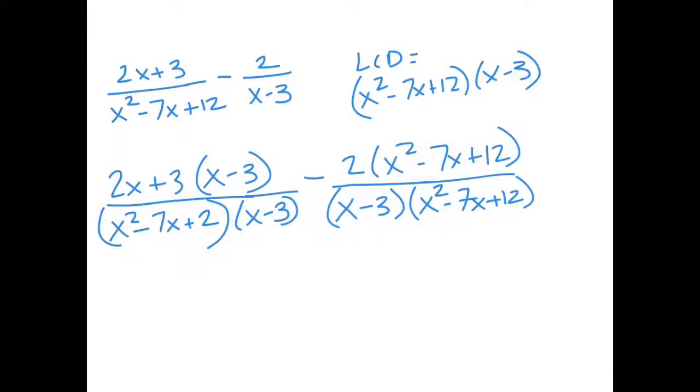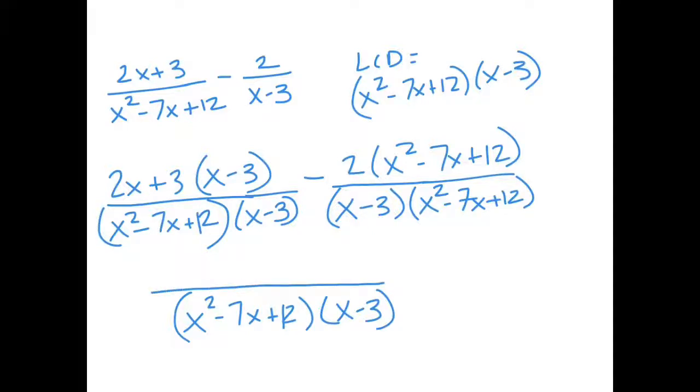Now that we have two fractions with the same denominators, we can go ahead and simplify the numerator. So our common denominator is going to be this, x squared minus 7x plus 12, times x minus 3, all over. Now what we need to do, before we can subtract these two expressions, is simplify them.